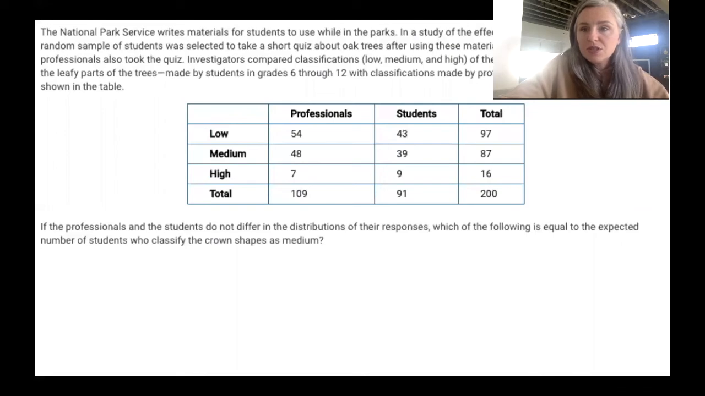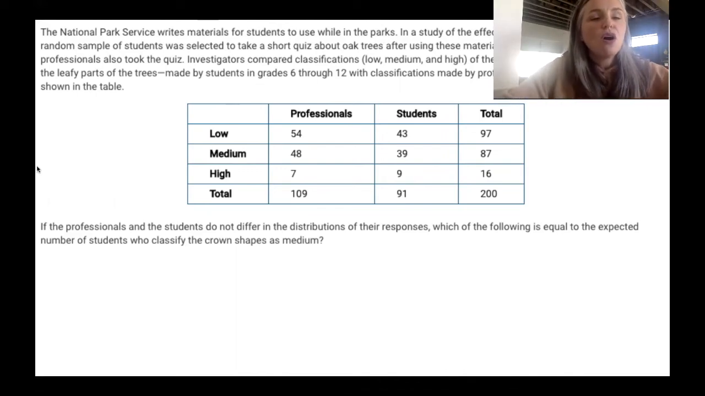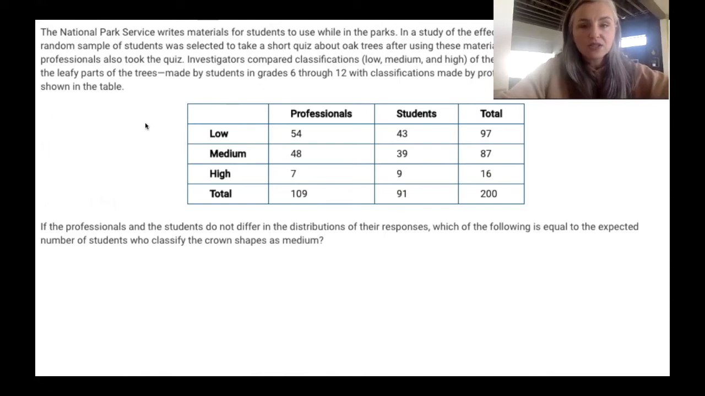So real quick, just to make sure you got it. The National Park Service writes materials for students to use while in the parks. In a study of the effectiveness of some of these materials, a random sample of students was selected to take a short quiz about oak trees after using these materials. A random sample of park professionals also took the quiz. Investigators compared the classifications low, medium, and high of the crown shapes, the general shapes of the leafy parts of the trees, made by students in grades 6 through 12 with classifications made by professionals. Data from the study are shown.